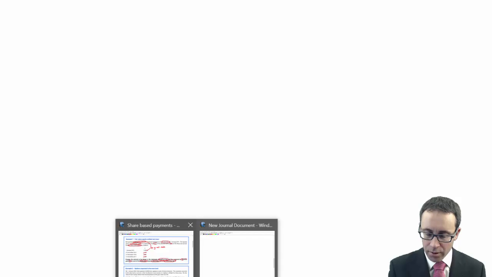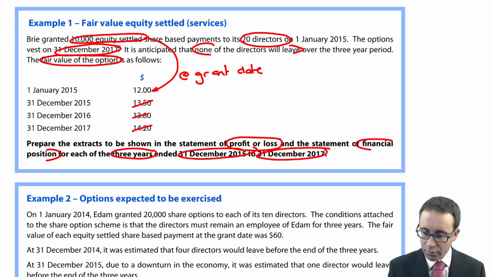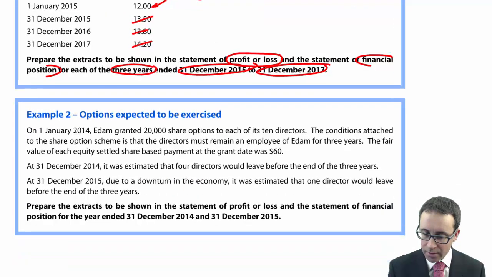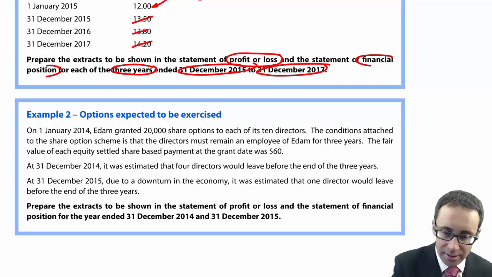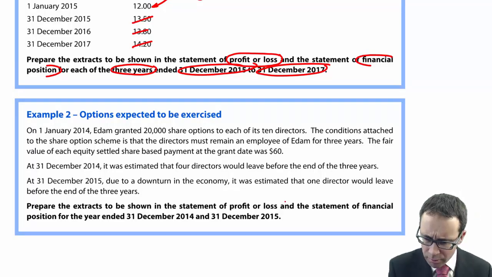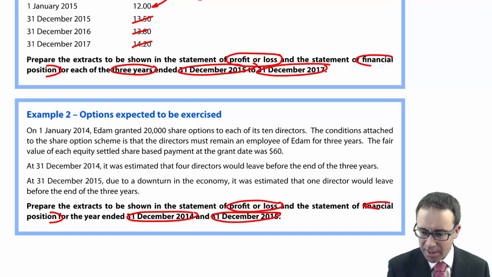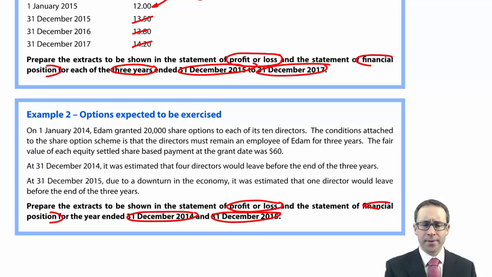In the next example, what we're going to go through and do is look at a similar scenario, ever so slightly different numbers, but in that similar scenario, there are changes in the expected number of employees that are going to exercise the option. So here, again, similar requirements. It wants us to prepare extracts from the statement of profit or loss and the statement of financial position for 2 years ended December 14, and is it there December 15?